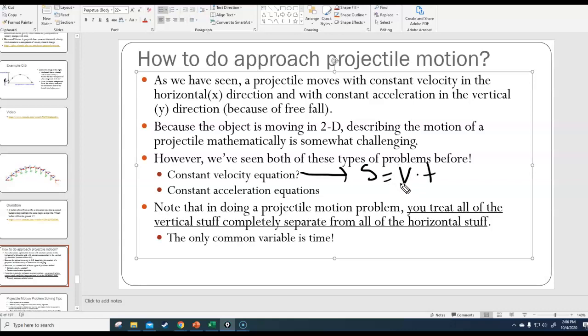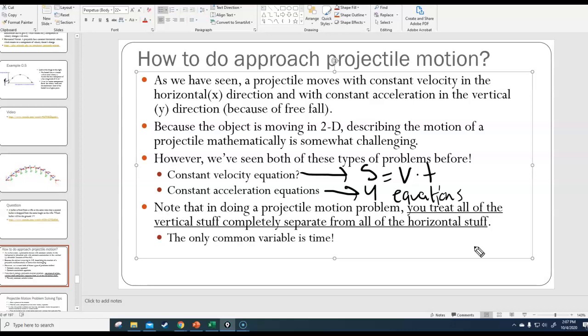Now, for constant acceleration, which we have in the y direction, remember we have 4 equations, so I'm not going to write them all down. But we have 4 equations for constant acceleration, and in those 4 equations, you should only be plugging in y stuff. Remember, you can only use those equations if you have constant acceleration. And you do have constant acceleration, but only in the y direction, only in the vertical direction.